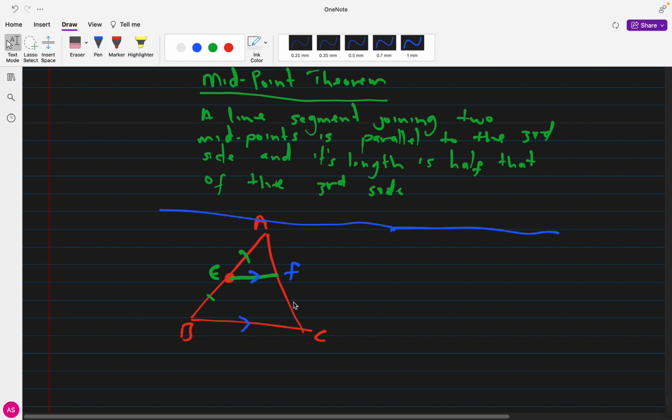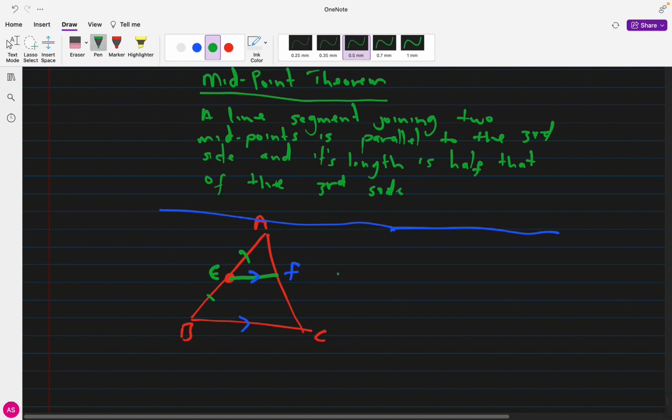So the converse midpoint theorem says that if you have a line drawn from the midpoint of one side to the second side, AC is the second side, and that line is parallel to BC, automatically that means that F is the midpoint of AC. I hope you guys get what I'm trying to say here.